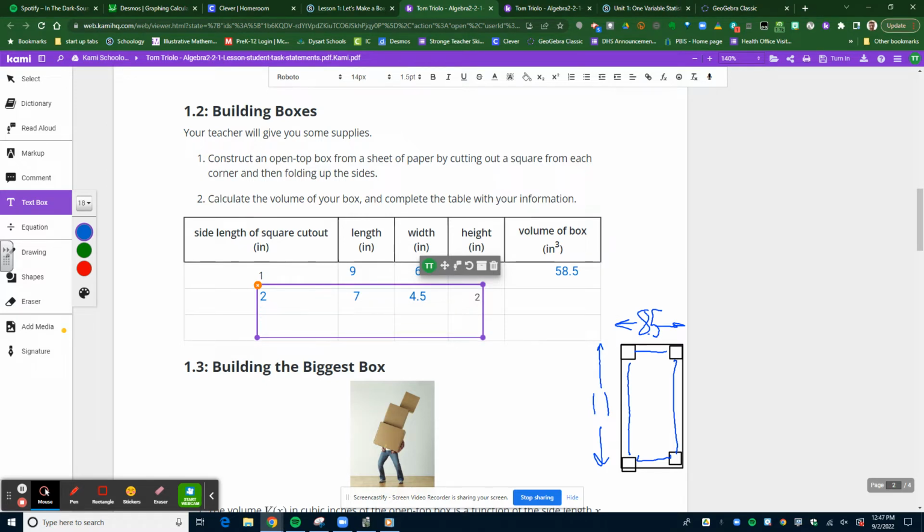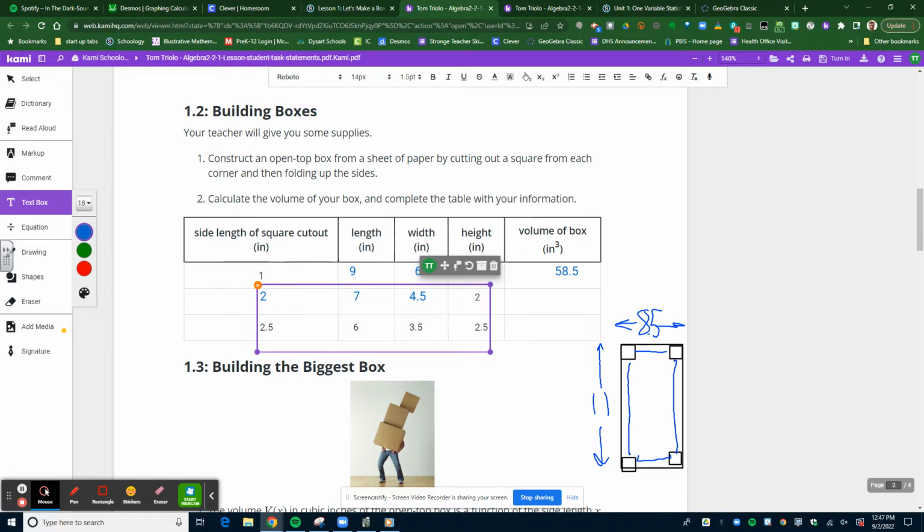So, did anybody do 2.5? Yeah. Okay. What'd you get, Avery? So 2.5. So what are the other numbers? 6. Because we're only taking off a half inch. 2 times a half is 1. So 7 minus 1. Okay, keep going. 3.5. Again, we're only taking off a half. And new height is 2.5. Okay.